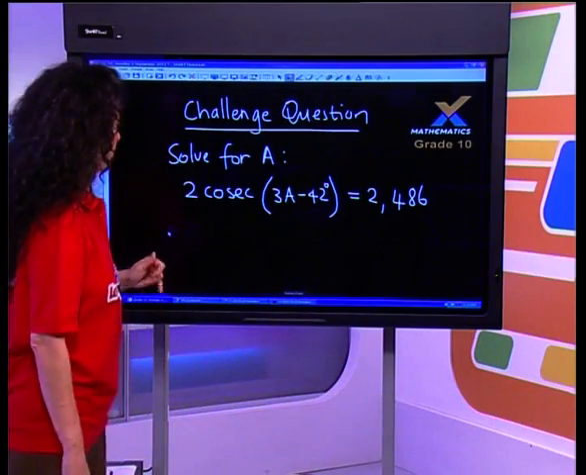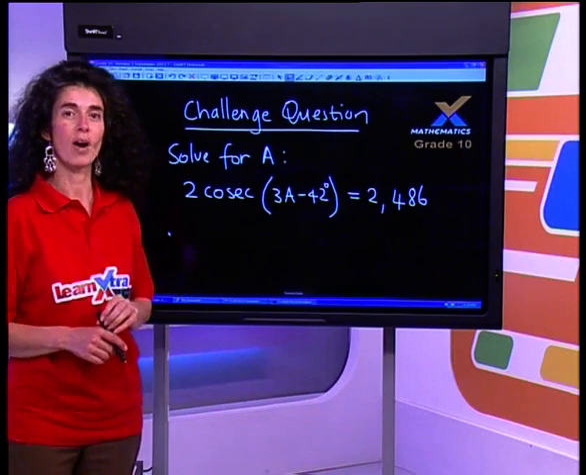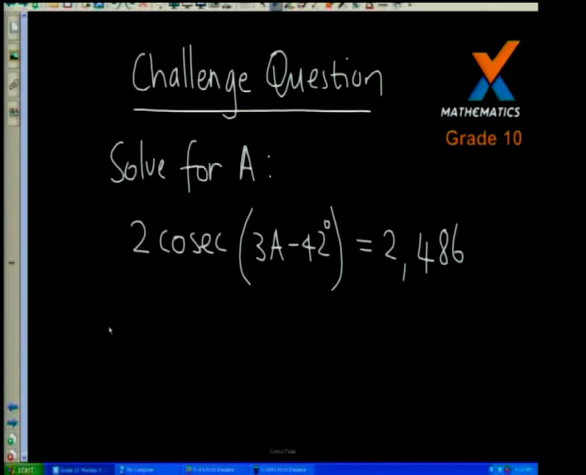So the next question is an equation, and you are required to solve for a. And the equation is as follows: 2 cosec of (3a minus 42 degrees) equals 2,486. With this question, you may use the calculator. What is the value of a? If the equation is 2 cosec (3a minus 42 degrees) equals 2,486. Have fun solving for a.